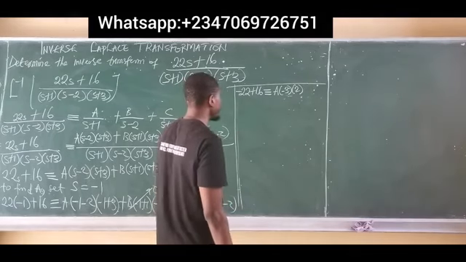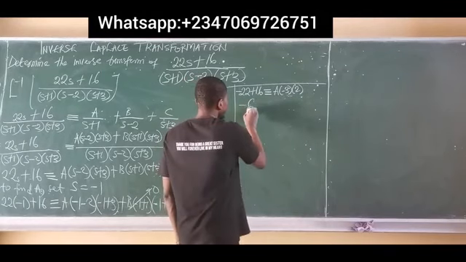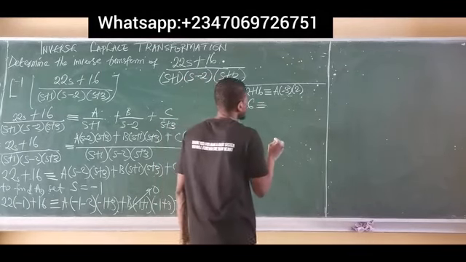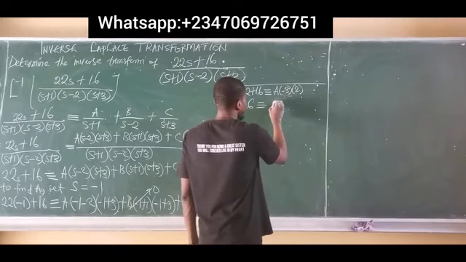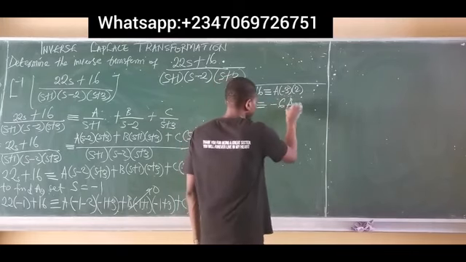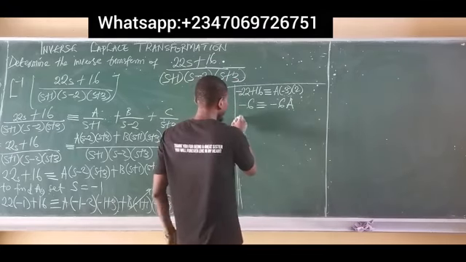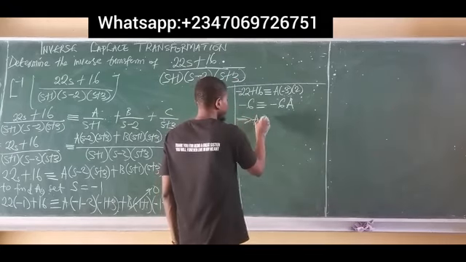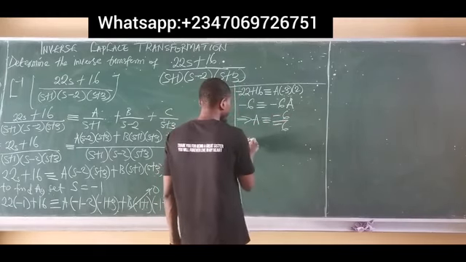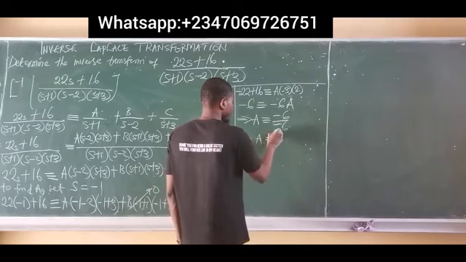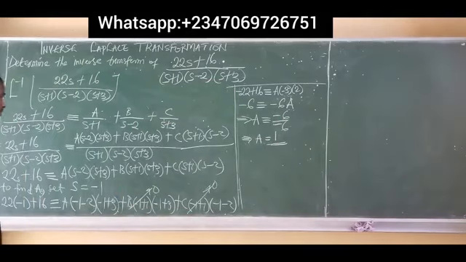And -22 plus 16 becomes -6. And this is equivalent to -3 times 2, which is -6, times a, so we have -6a. Hence, to find a, divide both sides by what? -6. So this simply implies that a is equal to -6 over -6, which implies that a is actually equal to 1. So the value of a is 1.